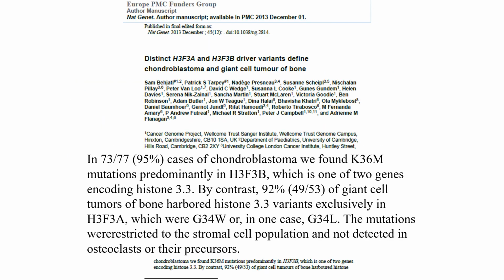This is an interesting paper written by Dr. Behjati and colleagues and describes new molecular findings in chondroblastoma. According to the paper, about 95% of chondroblastomas harbor a mutation in H3F3B in region K36M, and in comparison, about 92% of giant cell tumors harbor a mutation in H3F3A in region G34W, and the mutations were restricted to the stromal cell population and not detected in osteoclasts or their precursors.